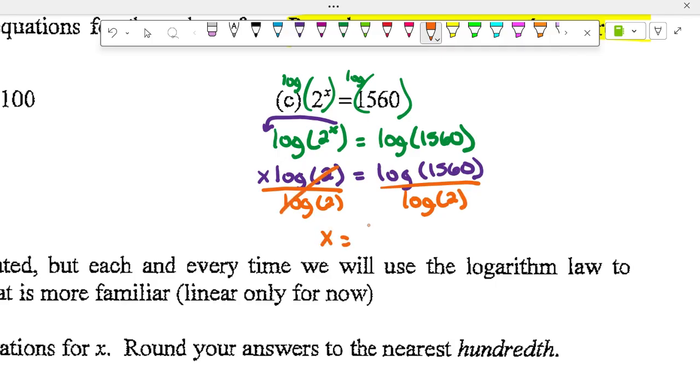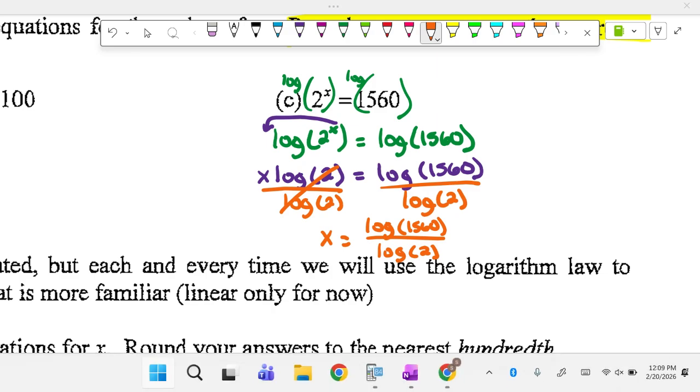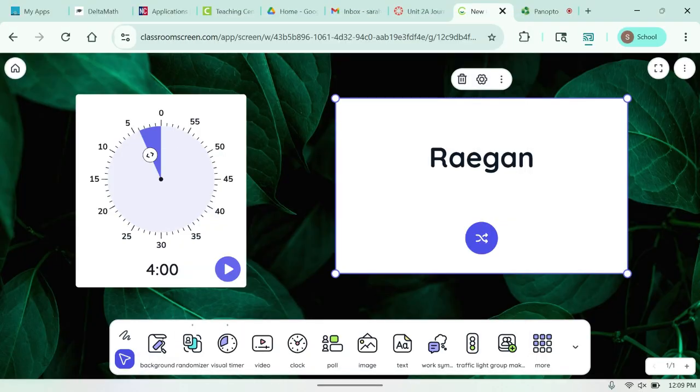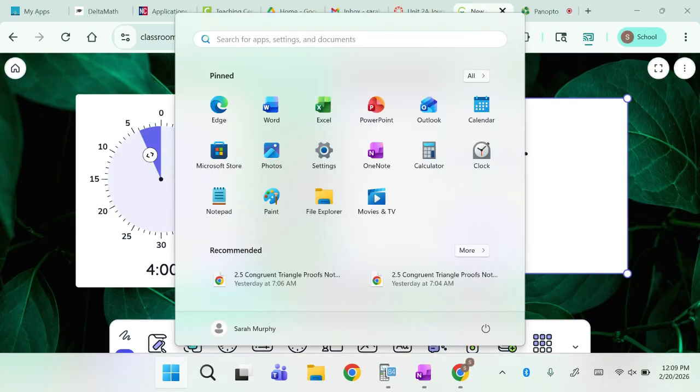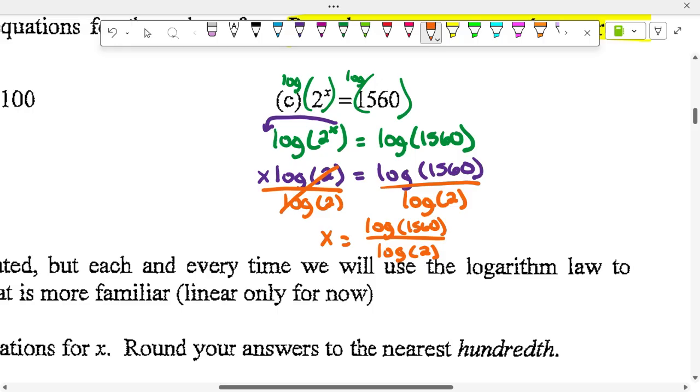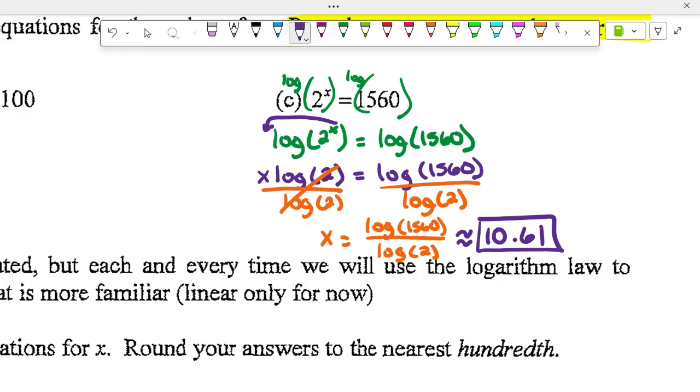So x is equal to the log of 1560 by the log of 2. Now, after that, it's just putting it into your calculator and rounding to 2 decimal places. So what did you get for your answer when you put it in your calculator? Let's go, Hunter. Good. So you should have gotten approximately 10.61. So good job.